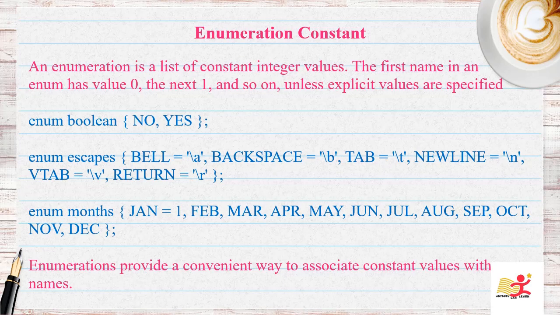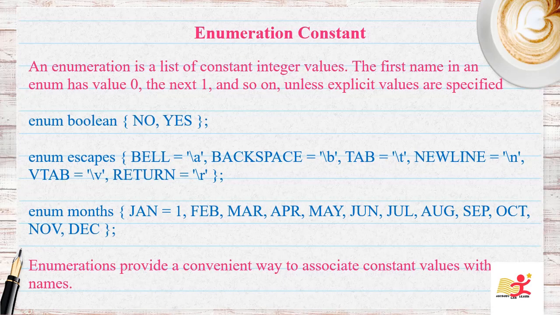Enumeration constant. Enumeration constants are a list of constant integer values, and the first name in an enumeration will have the value 0 and the next will have 1 and so on. You can see the example enum boolean of NO comma YES. So here NO will have value 0 and YES will have value 1 unless explicitly stated. Suppose it states NO is equal to 5, then automatically YES will take the value 6.